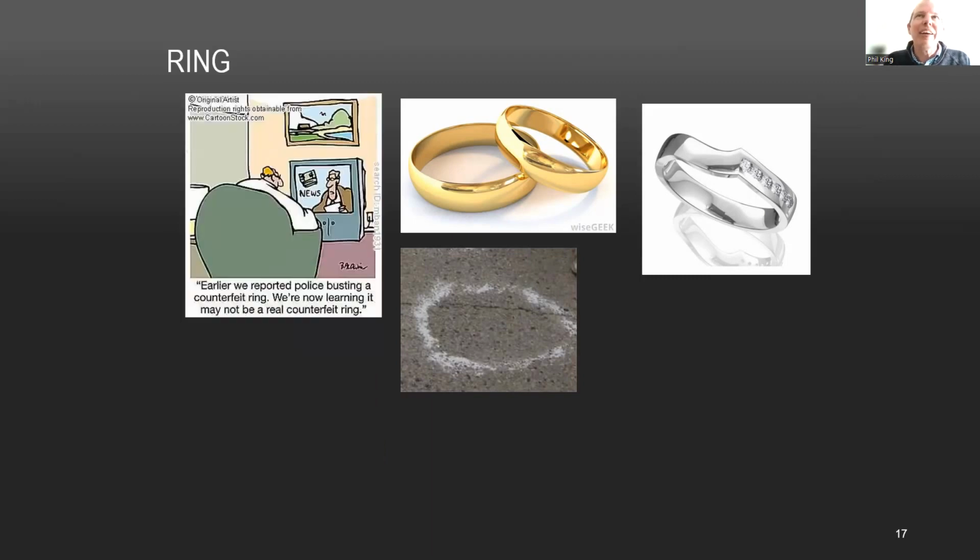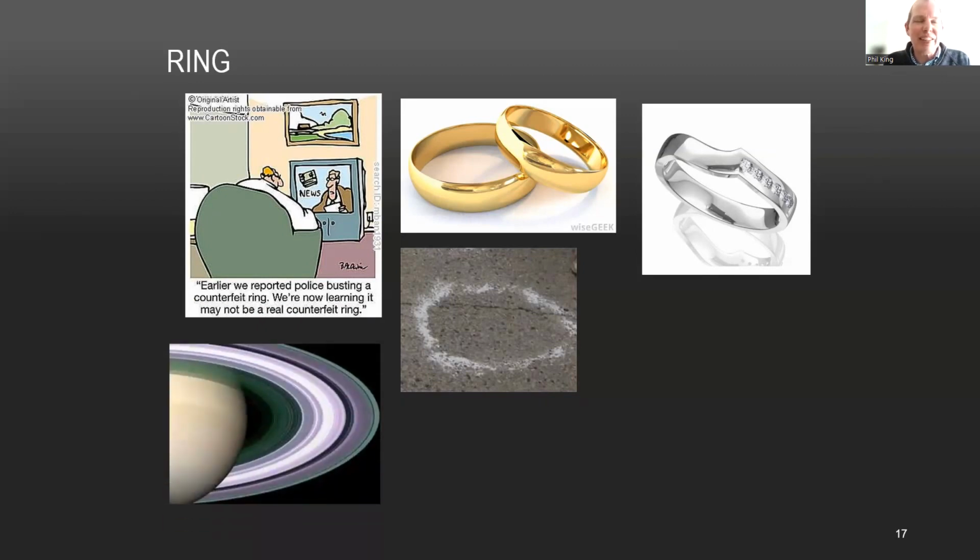Or here, this cartoon says, "Earlier we reported police busting a counterfeit ring. We're now learning it may not be a real counterfeit ring." Well, the use of ring here is something to do with a criminal gang doing something.